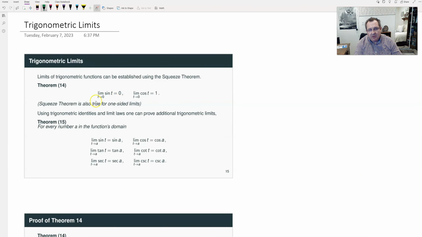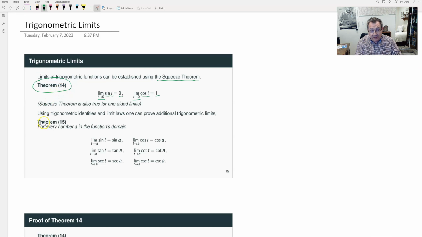Squeeze theorem can be used to establish trigonometric limits. Theorem 14 states that the limit of sine of t as t approaches 0 is equal to 0, and the limit of cosine of t as t approaches 0 is equal to 1. Sine and cosine are both examples of functions that are not easy to manipulate. Therefore, squeeze theorem becomes a very convenient tool. The trick to establish this theorem is to find a clever inequality, which we will consider very shortly.